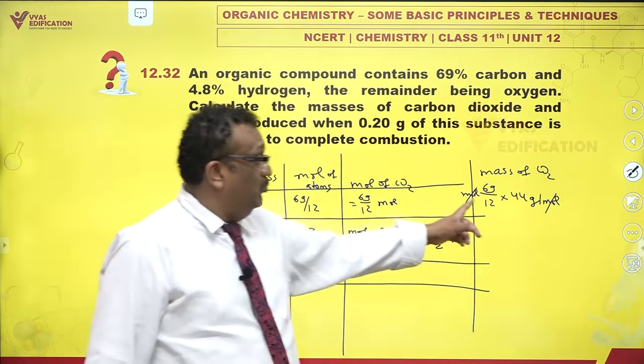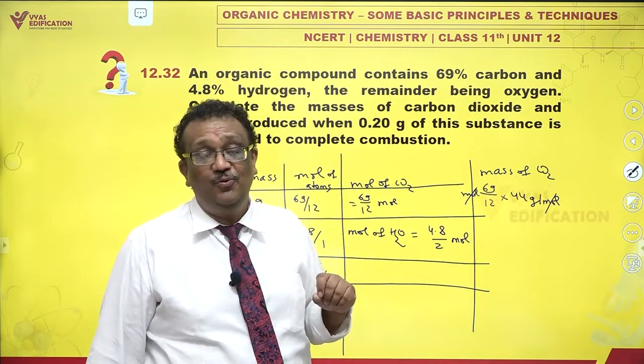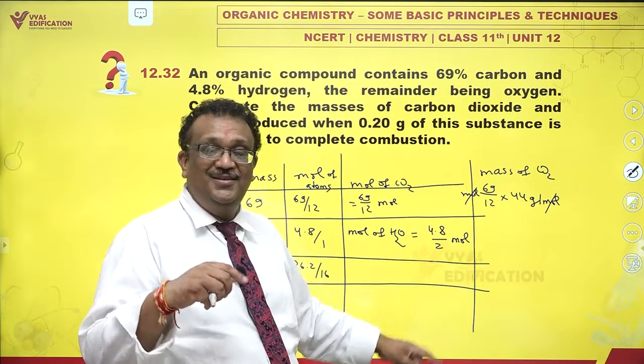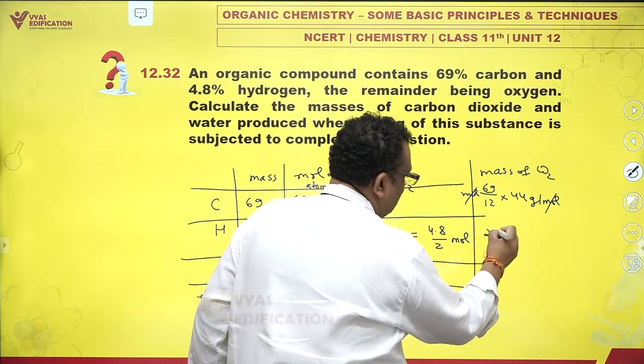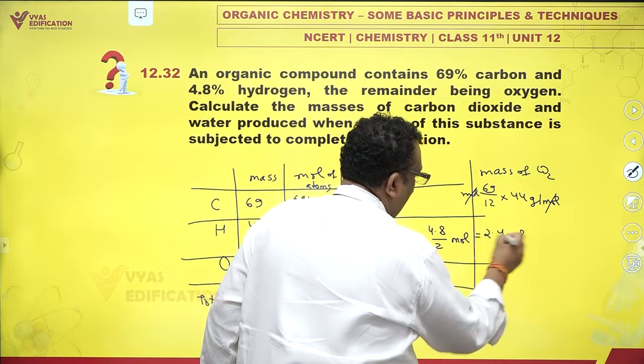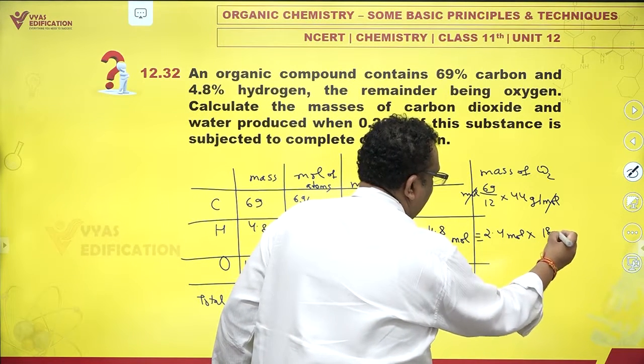Why? Because molar mass of CO2 is 44. Molar mass of water is 18. So I would have 4.8 by 2, which is 2.4. I'll just divide this, 2.4 into 18 grams per mole.